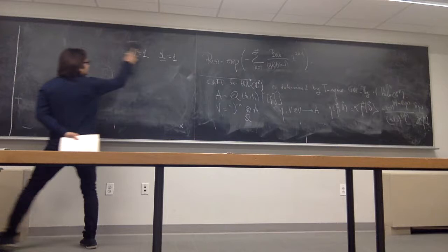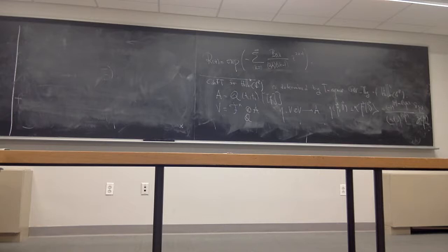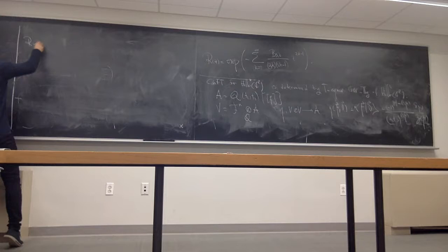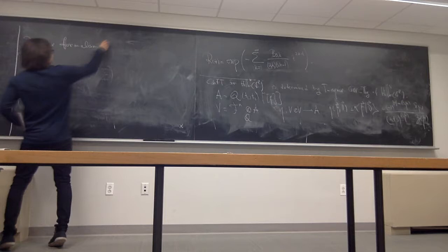So then we did that, and now we would like to see how we should define the R matrix. What is this R matrix that we want to work with? So maybe then I talk about the R matrix formalism for the Hilbert scheme of C2.